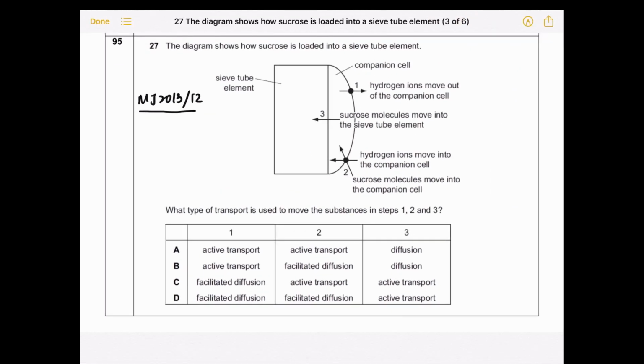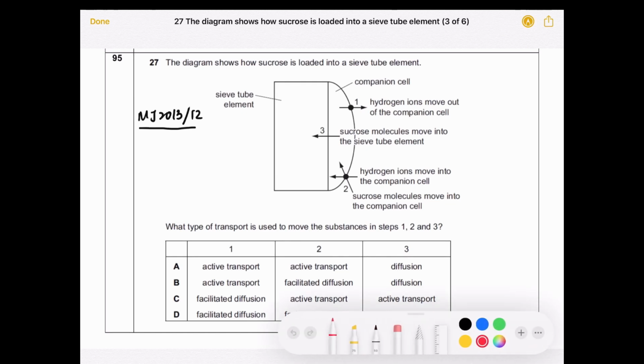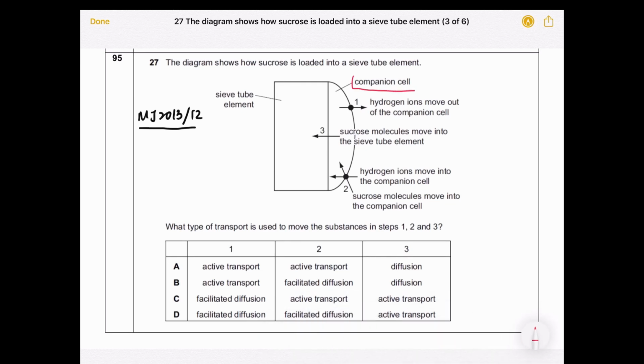Now, how is sucrose loaded into a sieve tube element? We know that there are 4 main steps here. So always first thing, identify your companion cell and your sieve tube and your source. So here, in this question, they only show the companion cell and the sieve tube element.